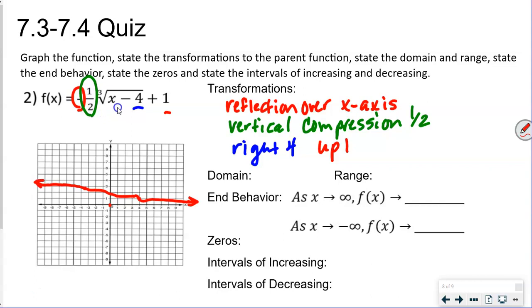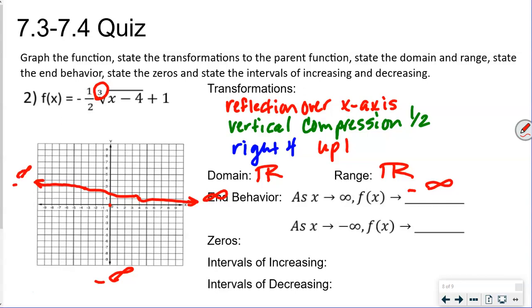All right, so when we talk about our domain, remember with domain, it's going to always be all real numbers, and range all real numbers when we're talking about cube roots, because this is a cube root. So because of this right here, guys, that's always going to be all real numbers. Now, again, as x approaches infinity on this side, where is f of x? Isn't it going towards negative infinity here? And as x goes towards negative infinity here, we're heading towards positive infinity up there, okay?